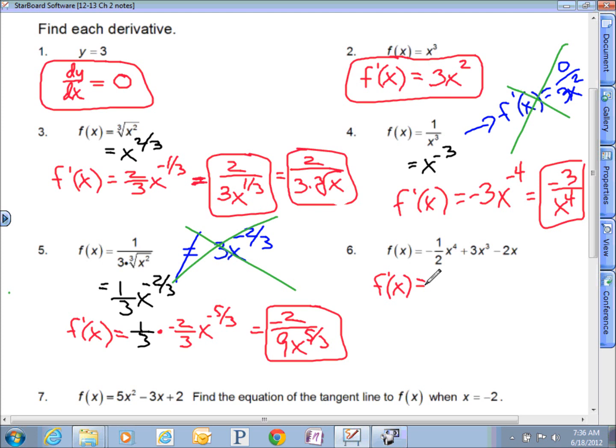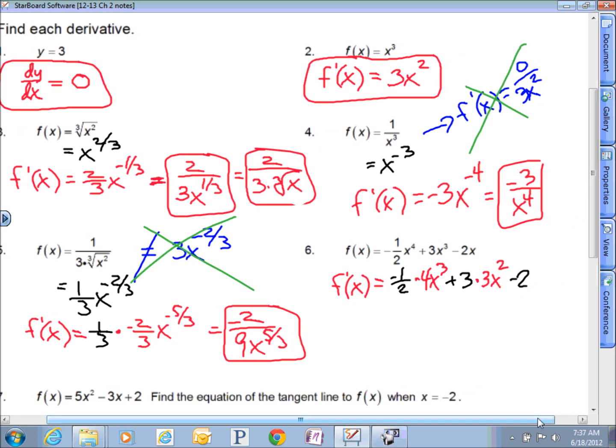So that would mean we're going to take negative 1/2 and bring it along for the ride and multiply it by the derivative of x to the 4th, which would be 4x to the 3rd. And then we've got a plus 3, and we're going to multiply that by the derivative of x cubed, which would be 3x squared. And then we've got a minus 2, and we're going to multiply that by the derivative of x. Well, the derivative of x, let's see, that would be a 1x to the 0. So what you have with constants in terms is they really are just kind of coming along for the ride.